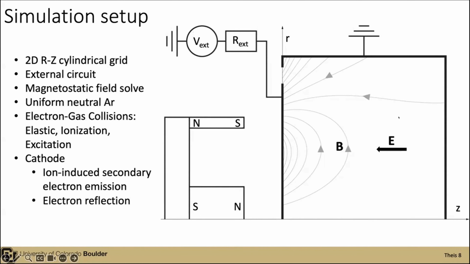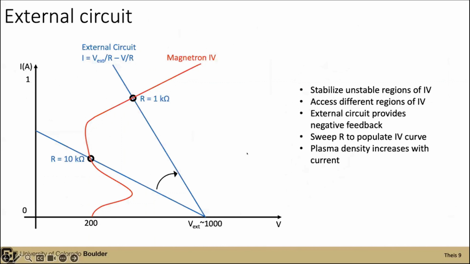I fill this with a uniform neutral argon gas. And then with that argon gas, I'm considering electron gas collisions: elastic, ionization, and excitation. At the cathode, I have ion-induced secondary electron emission and electron reflection. And the other boundaries are absorbing. And we'll talk a bit more about those boundary conditions. But this anode is to ground, and then this cathode is negatively biased.